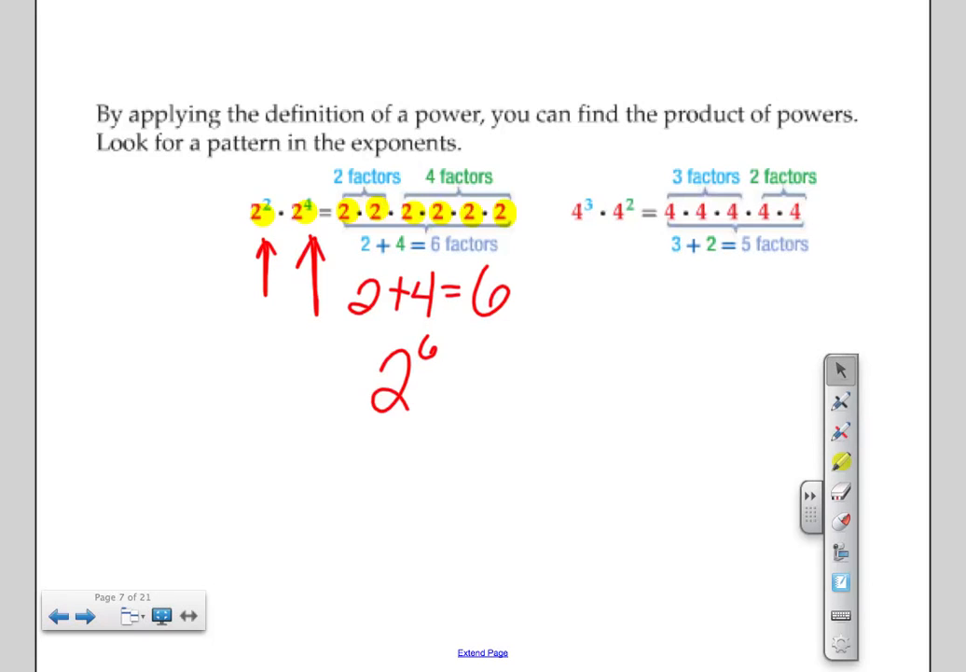Let's look at another one. We have 4 to the power of 3 times 4 to the power of 2. Well, how many factors do we have of 4? We have 3 here and 2 here. So how many factors of 4 do we have altogether? We have 5 factors of 4. So how else would we write that? 4 to the 5th.